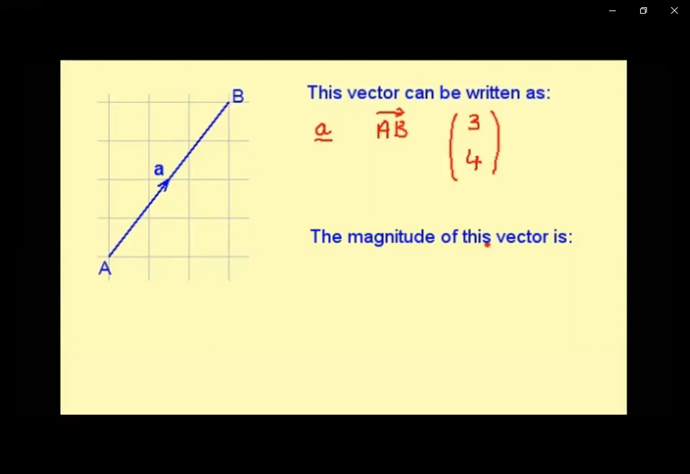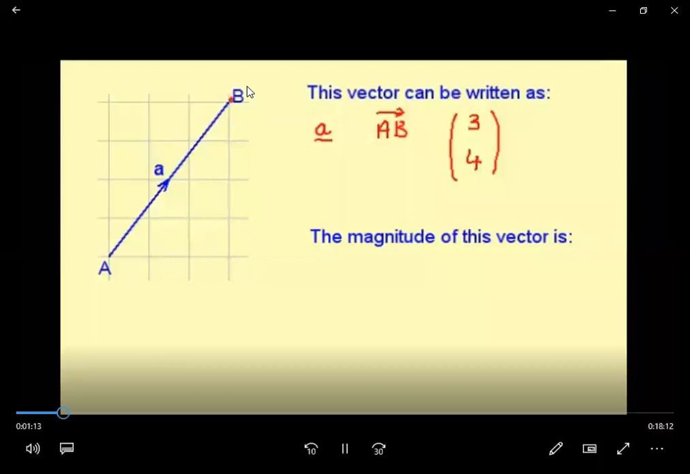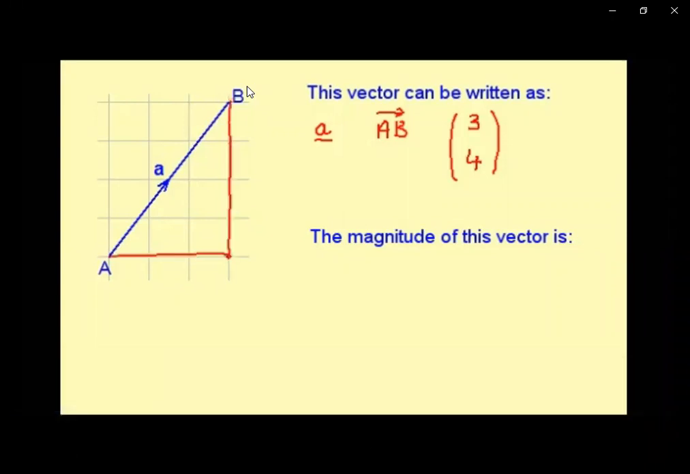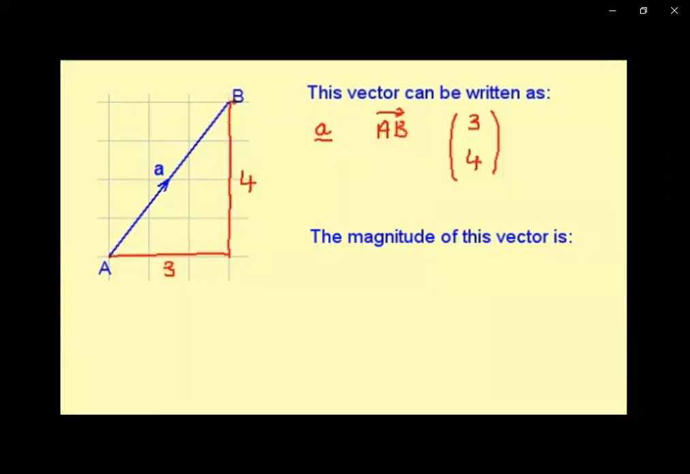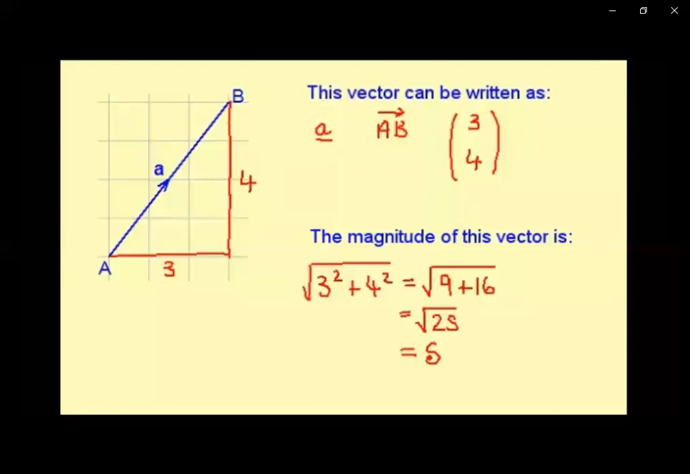The magnitude of this vector is the length of it, and to work this out, I'm going to use Pythagoras' theorem. I can draw a right-angled triangle here. This length is 3 and this is 4. So I now know that the length is the square root of 3 squared plus 4 squared. This is the square root of 9 plus 16, which is the square root of 25, so the magnitude is 5.